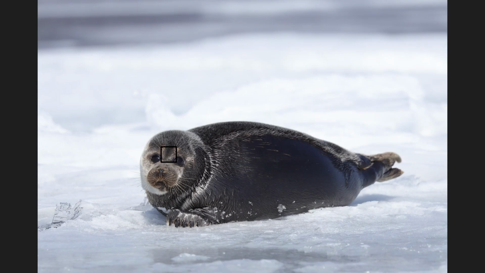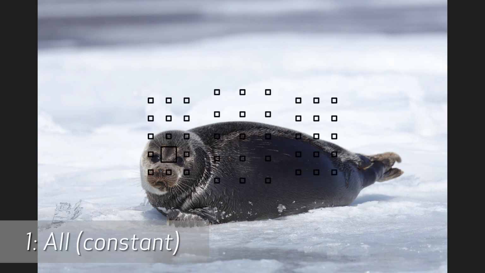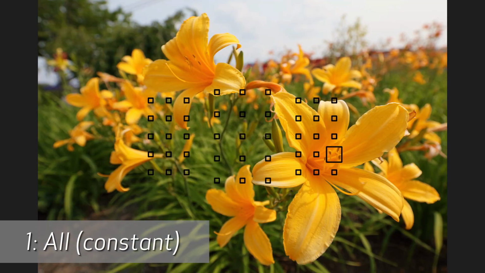The next option is all constant. And what this means is that you'll see the location of the point or AF area that you have highlighted in the viewfinder, but the location of every other AF point is going to be visible as a small box in the finder. And this can be very useful to let you know how much focusing area you have and where you can move focusing points to if you decide to.